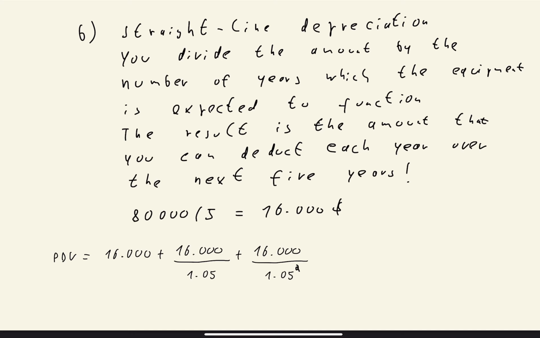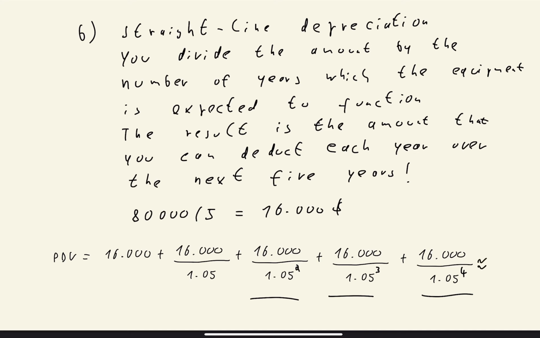Then we add 2 more terms because this year was for the 3rd year. Then this one here is for the 4th year, which you, from today's perspective, discount by the power of 3. And the final term is in 5 years, which you discount by the power of 4. And this will roughly give you 72,735.